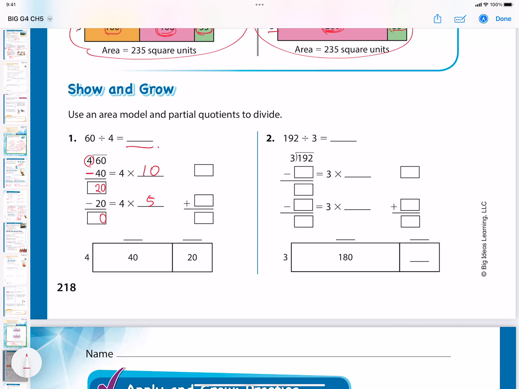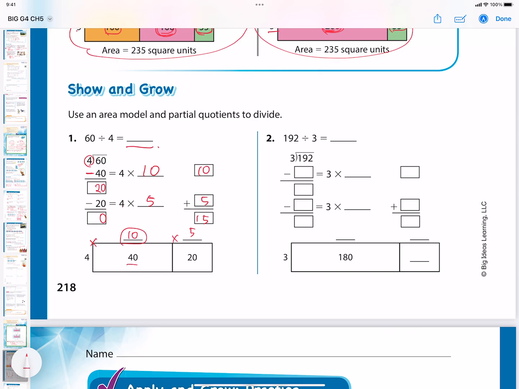So our partial quotients are what in here? Yes, 10 and 5. When you add them all together, it's going to be 15. Now let's use this area model, which is familiar to us, right? And 4 times what is going to make 40? Yes, 10. And 4 times what is going to make 20? Yes, we know 5. All right, let's move on to number 2.